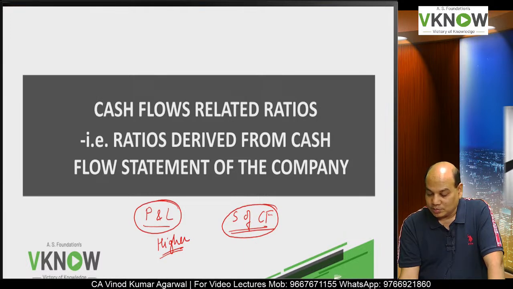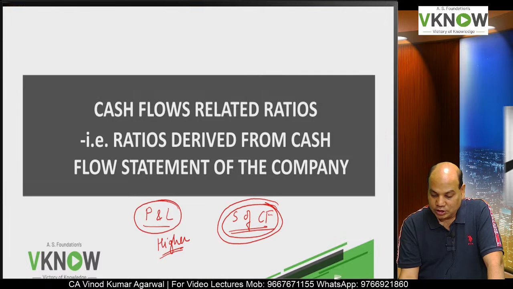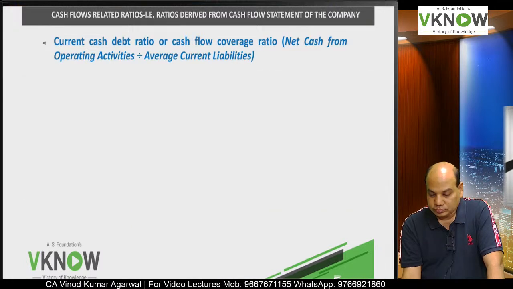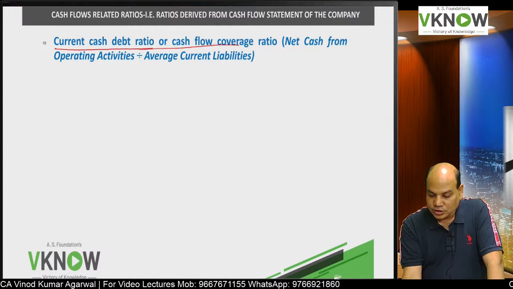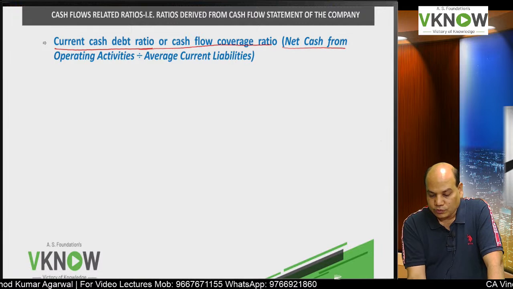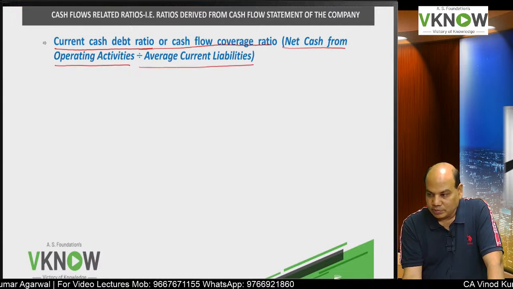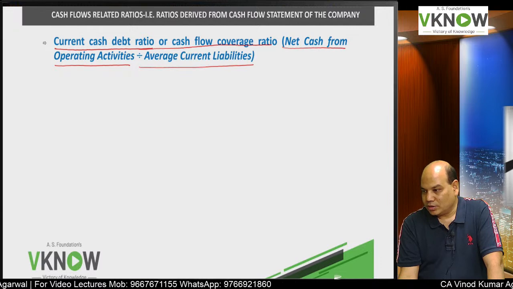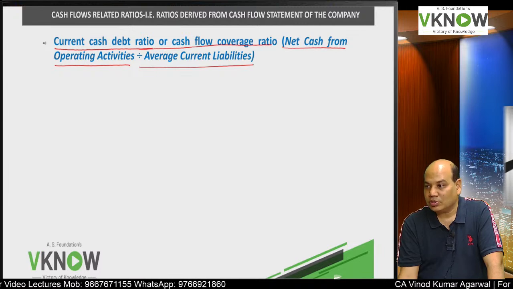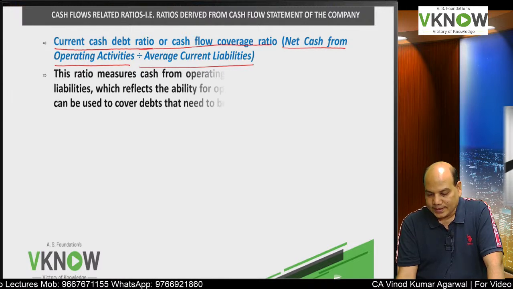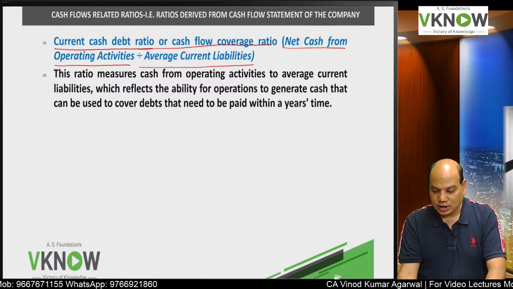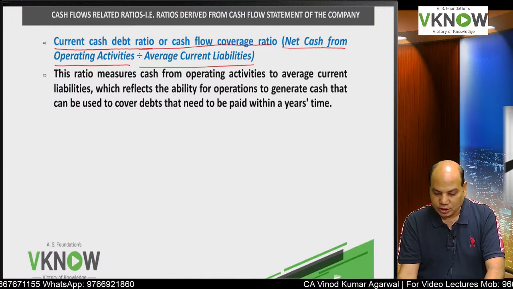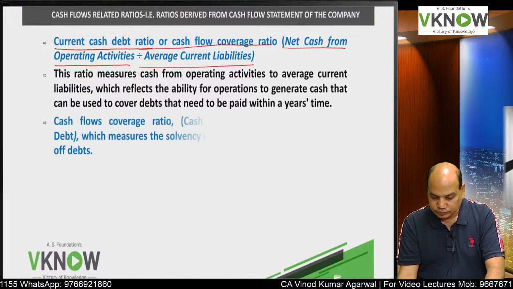but they don't have enough cash flow. So now the company also will have to give some ratios relating to cash flows, like current cash debt ratio or cash coverage ratio, that is net cash flow from operating activity divided by average current liability, whether your cash flow from operating activity is sufficient to pay your current liabilities. So that ratio will help us to check the ability of the firm to pay its current liabilities out of the cash flow generated from operating activities.